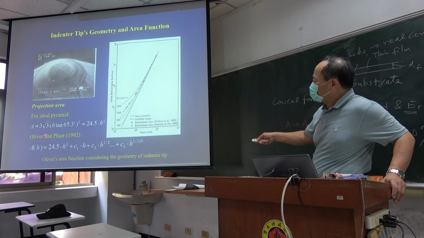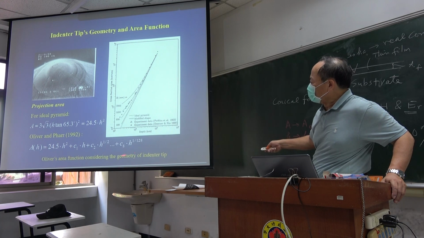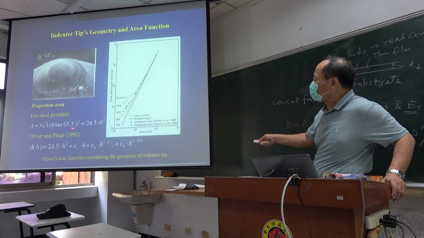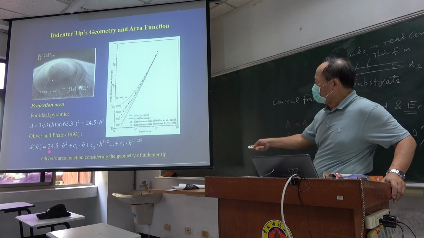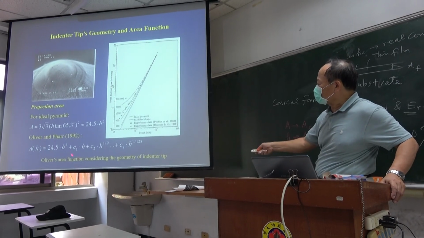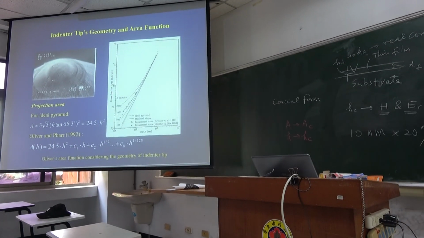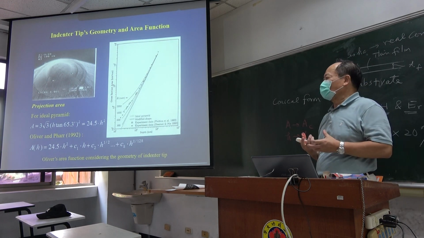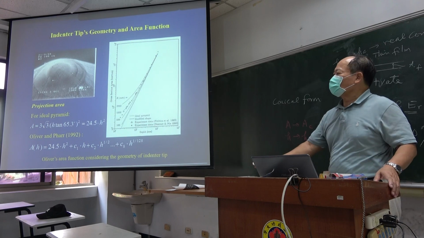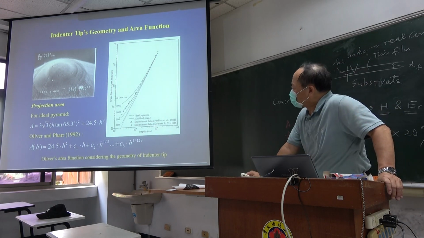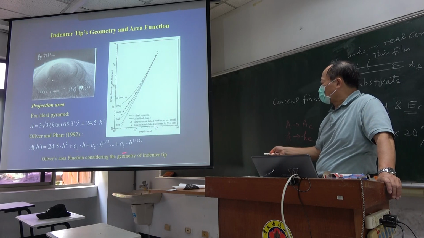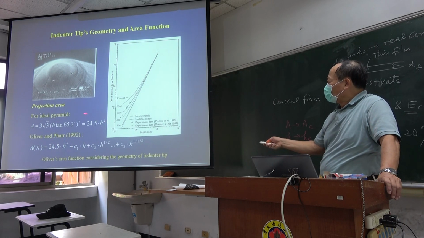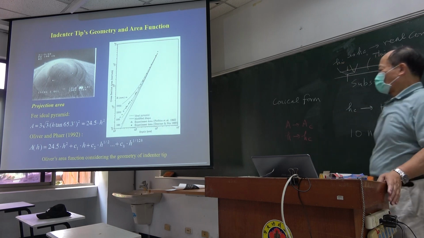Here, Oliver and Pharr give the correction, or modification, of your ideal case. Your ideal case is just 24.5 hc squared. Here, we have the additional term. Like the last time we mentioned, this additional term is used to correct our ideal case because our indenter tip is no longer the Berkovich indenter, no longer the ideal indenter. So in that case, we need this additional term to modify our non-ideal case, right?